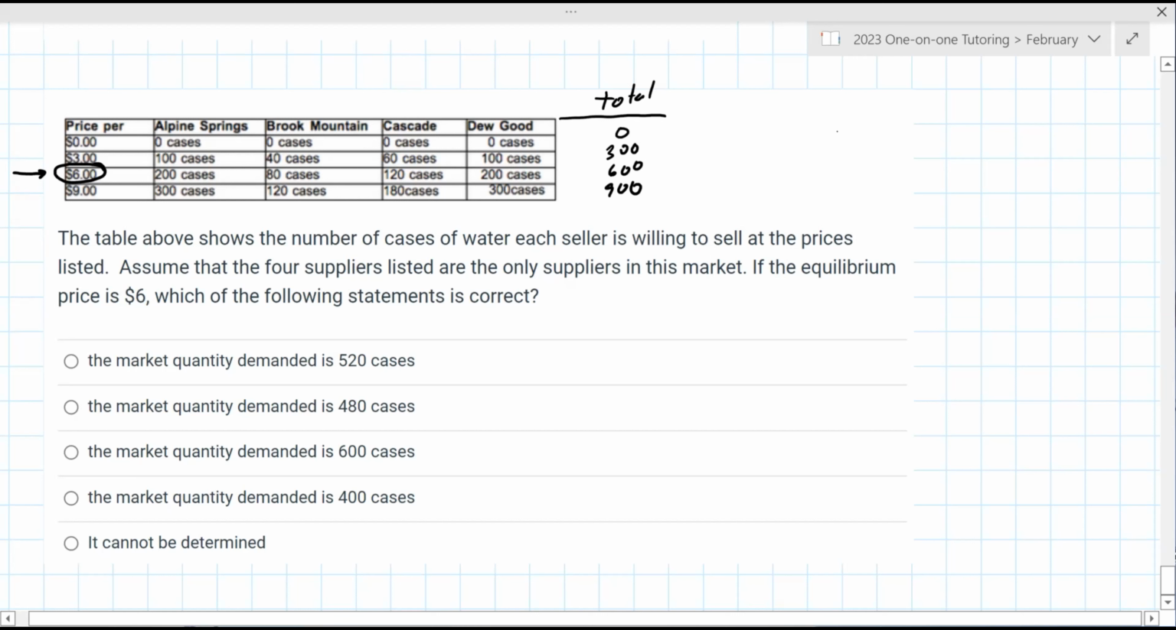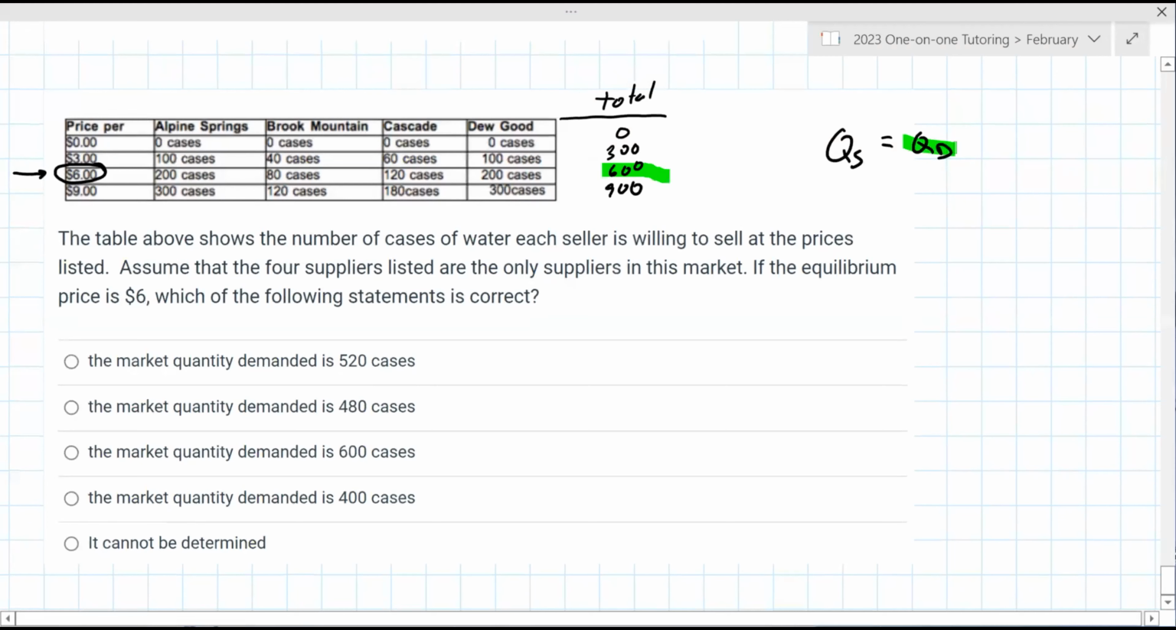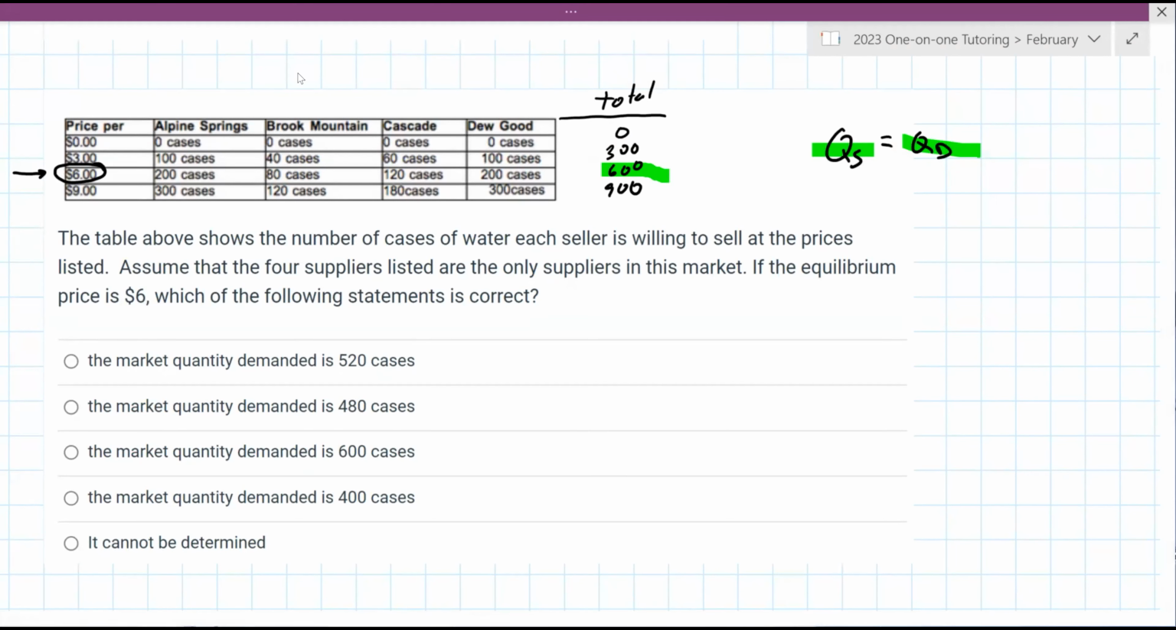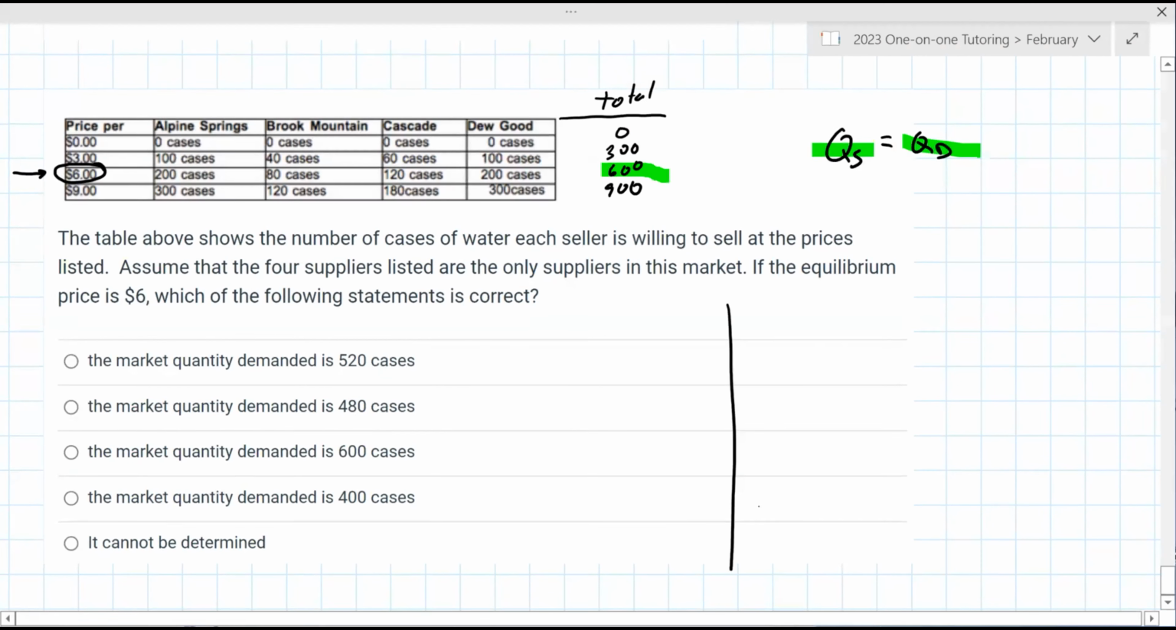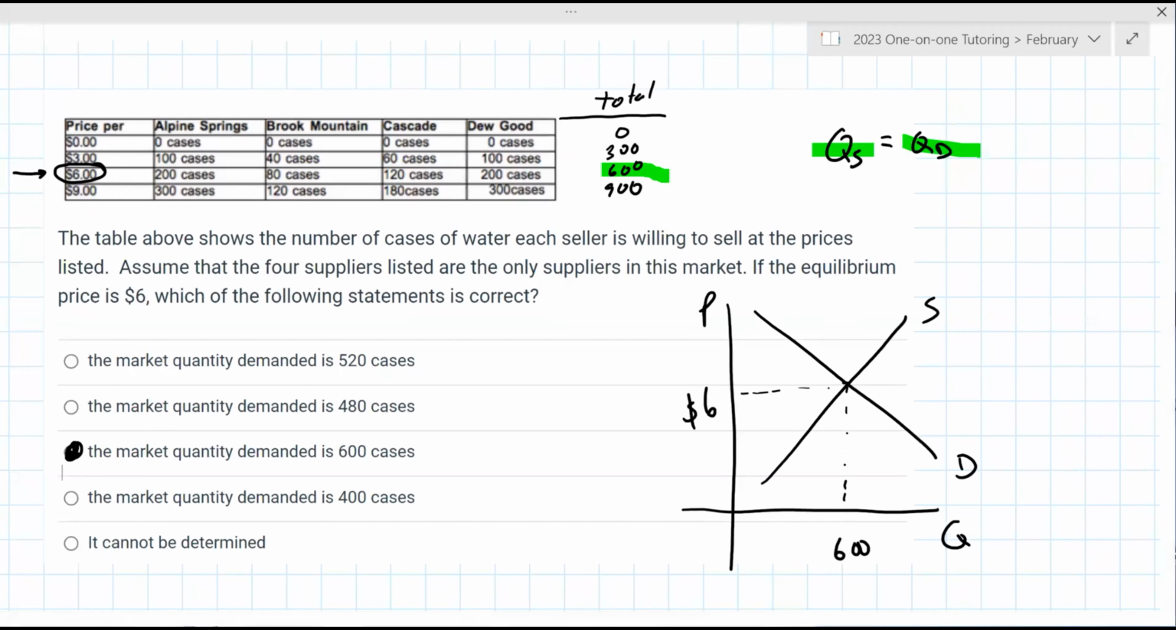Well, again, quantity supplied has to equal quantity demanded. So the sellers are willing to supply 600, which means that the buyers are also willing to demand 600 in that example. And that's the intersection of supply and demand. So graphically, what they're saying here is 600 quantity, price of $6, like that.